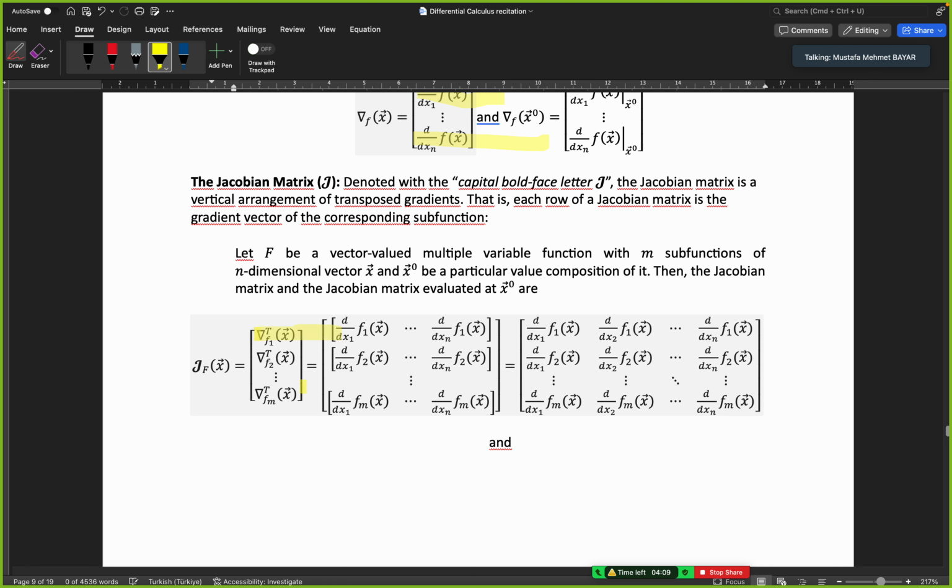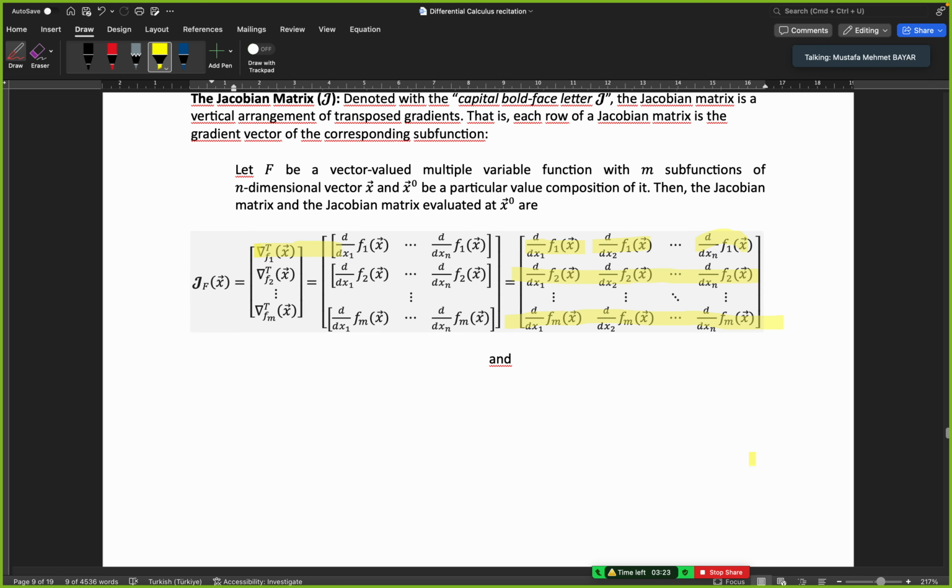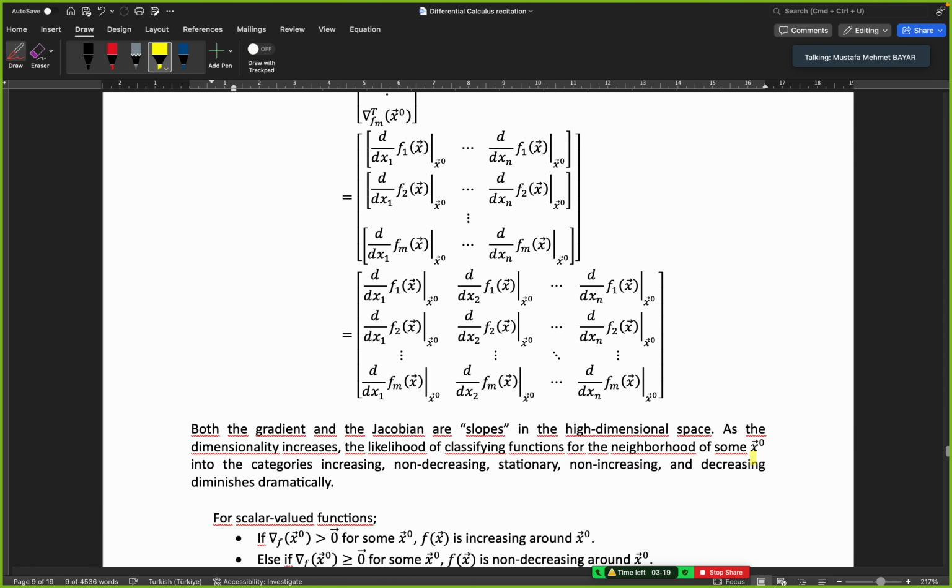I'm sorry. Yeah. For first subfunction, this is the partial derivative with respect to x1. This is the partial derivative with respect to x2. And it goes on to the final element, the partial derivative with respect to n. And then you do it for the second subfunction, third, and it goes on until the mth subfunction. You're not going to do that many work on Jacobians, but this is important. So please try to remember that.